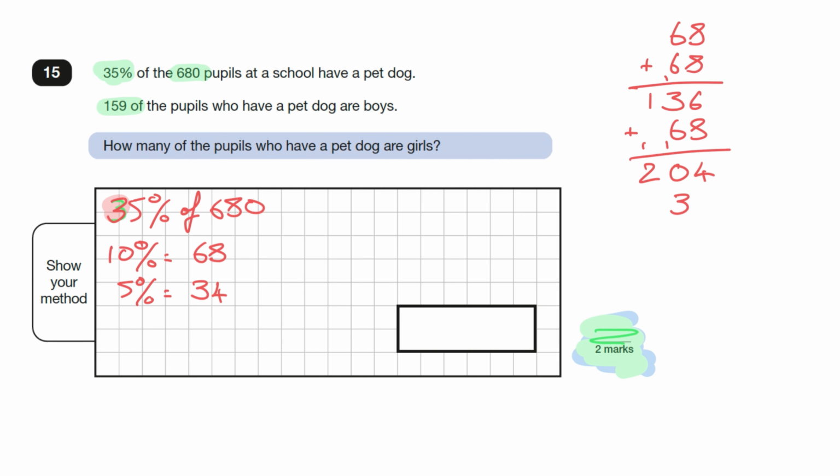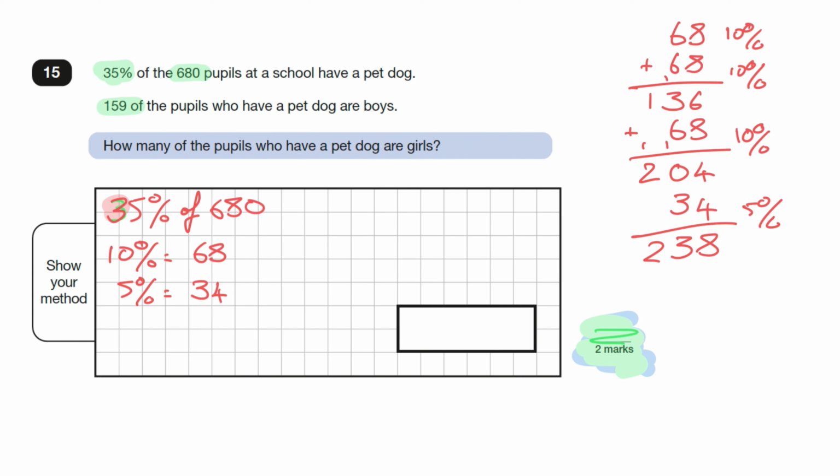All right, so 34 is my 5% because I've got 10%, 10%, 10%. So there's my 30%, and now I'm adding my 5%. So that is going to be dead straightforward. We've got 8, 3, and 2. So we've got 238.